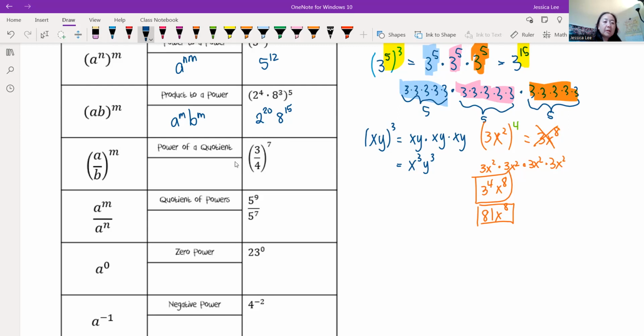Okay. And now we're going to do power of a quotient. So basically, we're taking the power to a quotient. A quotient means the result of dividing, right?